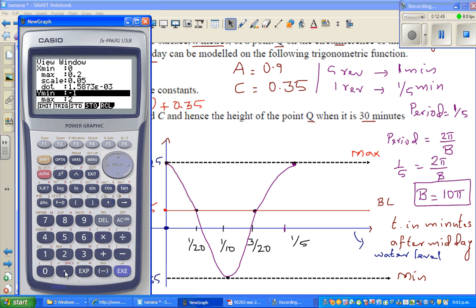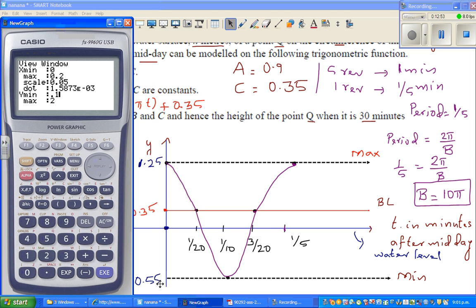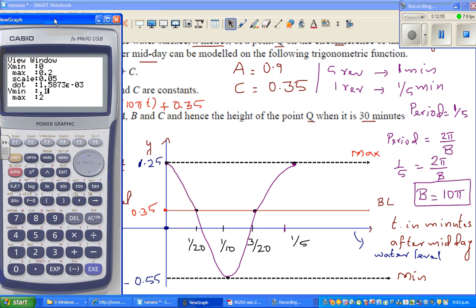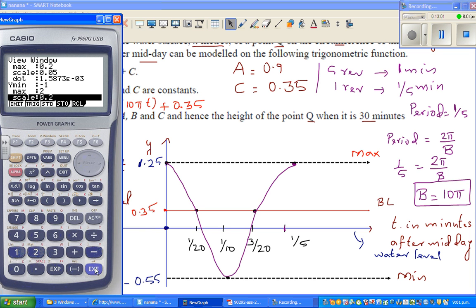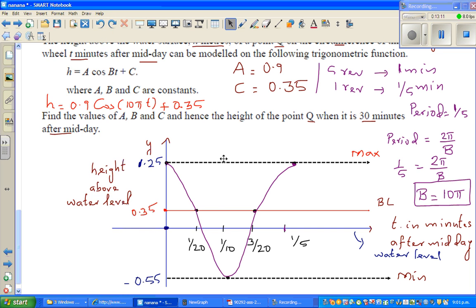Don't change the dot. For the y value, because this is negative 0.55, I'll go from negative 1 to 2, and a scale of 0.5 would do. Let's check whether the graph is right. Here we go. So this is the graph. We didn't have to draw the graph.